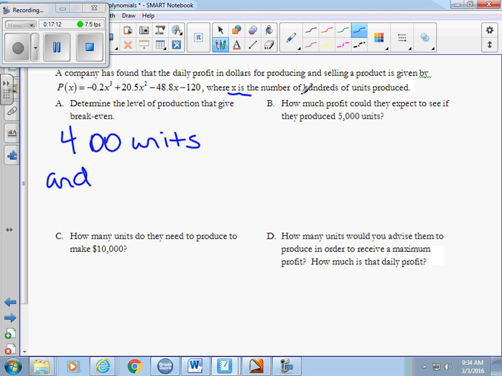Good. X represents the number in hundreds. So if it's 4, then there's 400. And 100 hundreds, how many is 100 hundreds? Good, 100,000. So we have 2 places where we break even. It's at 400 units and 100,000 units. How much profit could they expect to see if they produce 5,000 units? How will we do that?